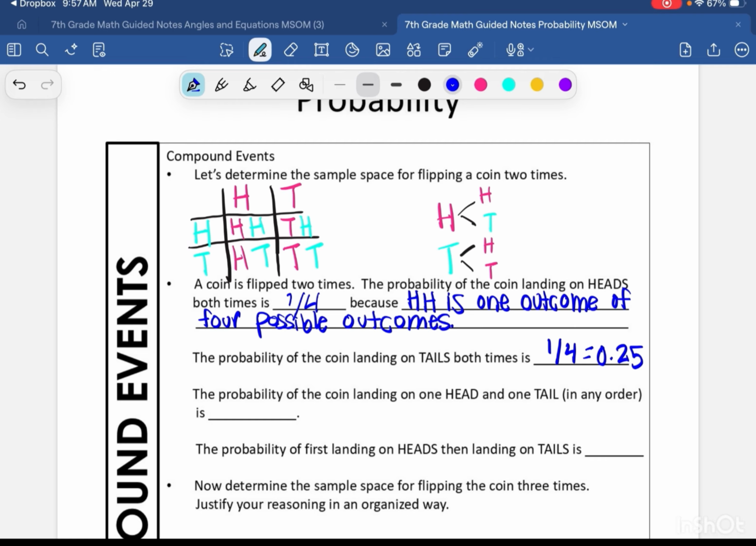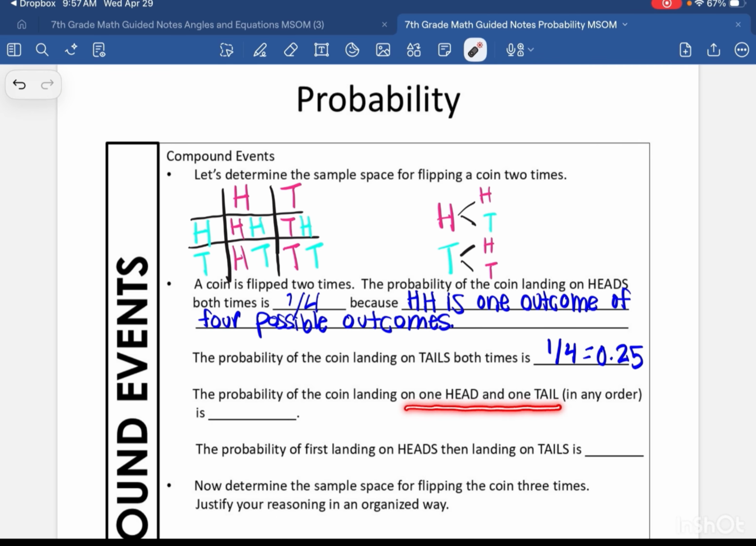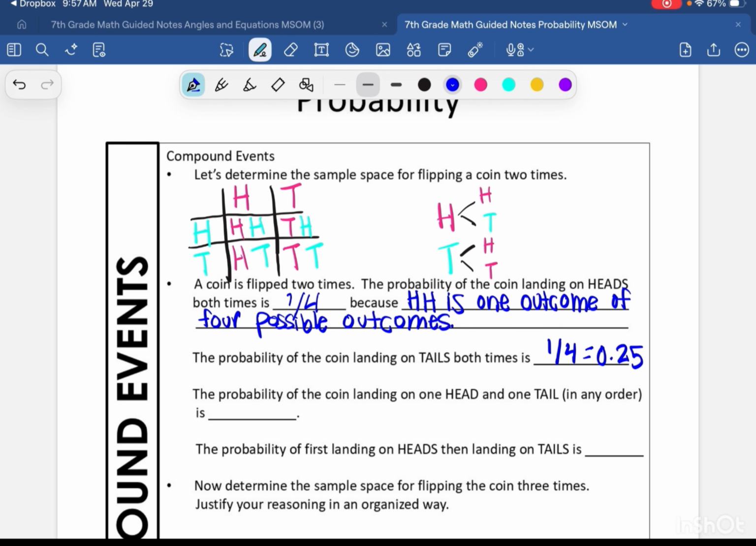The probability of the coin landing on one head and one tail in any order. So it doesn't matter if I get a heads and then a tails, or a tails and then a heads. So if we look at our sample space, there's 2 of them, tails heads and heads tails, that are possible. So there's 2 possible out of 4 total. So 2/4, which is the same as 5/10, or you could also write 50%.